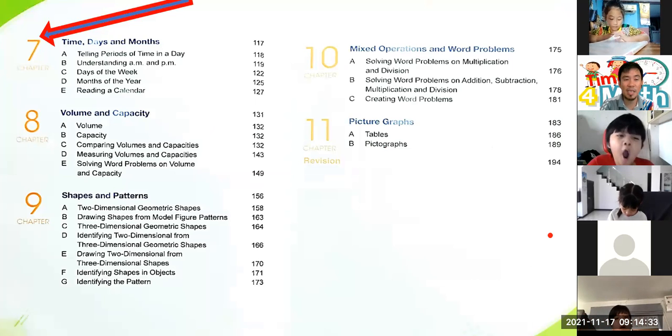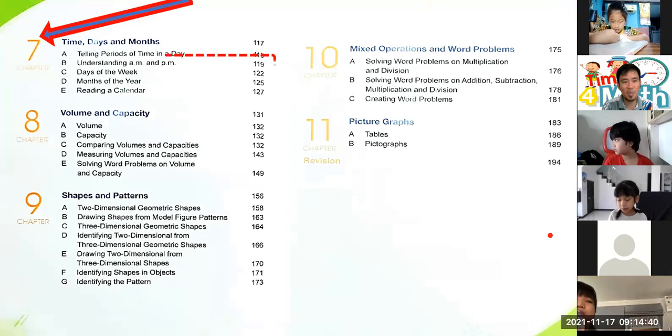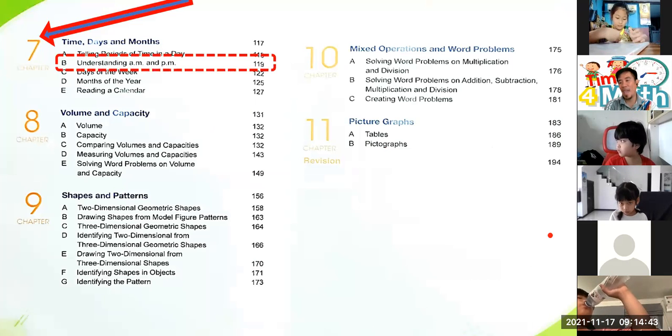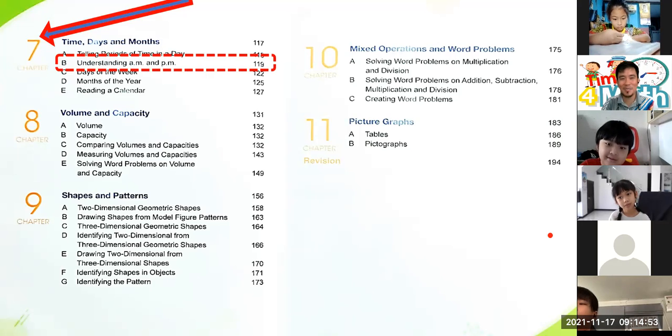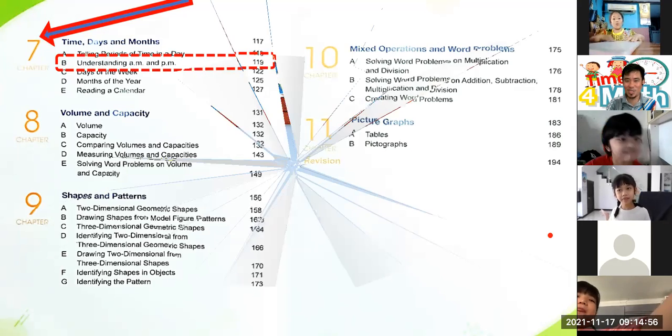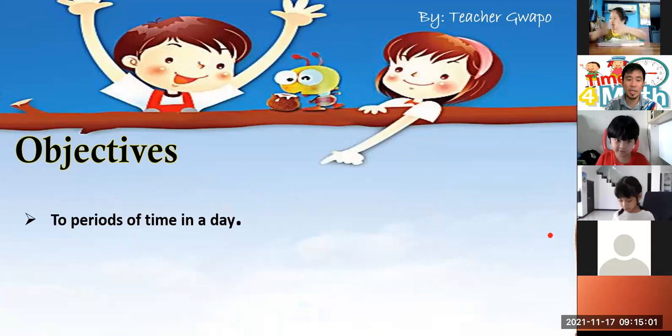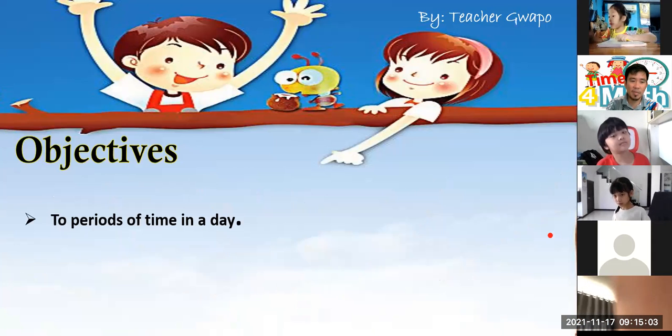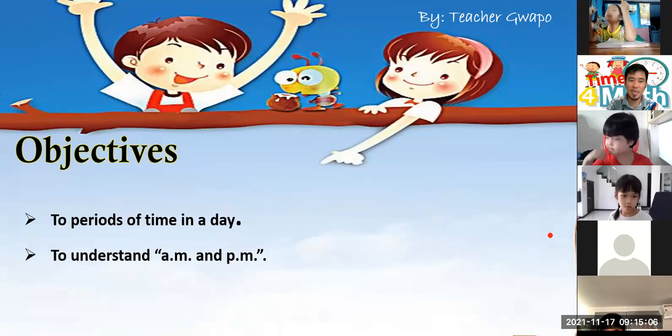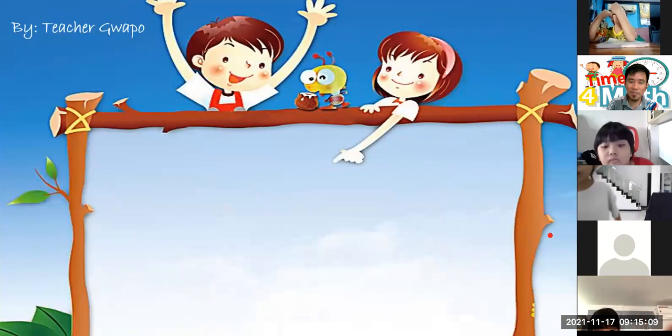In a previous class, we learned to tell the time or periods of time in a day. This time, we will try to understand AM and PM. What is AM? Is it apple and mango? What is A? Is it apple? What is M? Is it mango? Our objective this morning is to tell the periods of time in a day and to understand AM and PM.